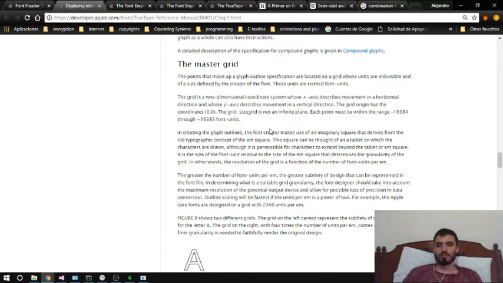This point must be within the range -16384 through 16383, so it's a signed U16.